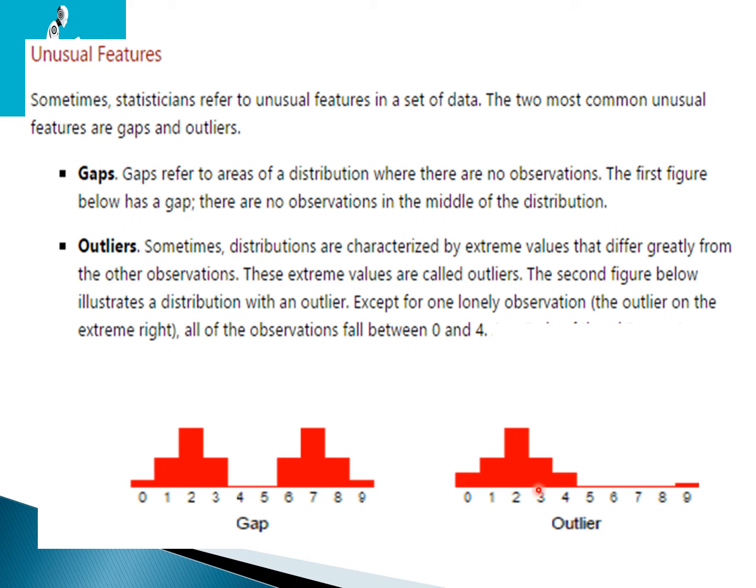Outliers. Outliers are values which are somewhat different from other data values. Here you can see that most of the data should lie between 0 to 5, and there is no data for a while, and one data point is represented at 9. So here most of the data is in the range 0 to 4. Outliers are extreme values which have a great difference from the other observations.